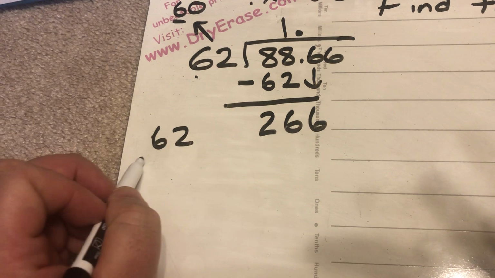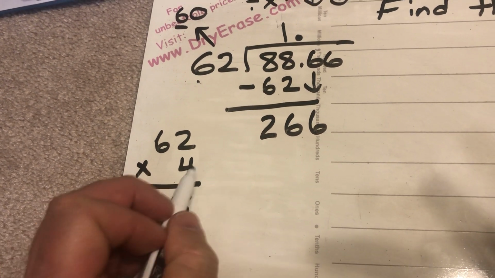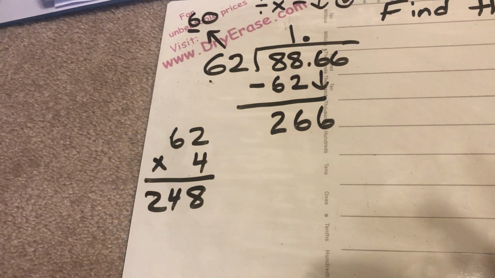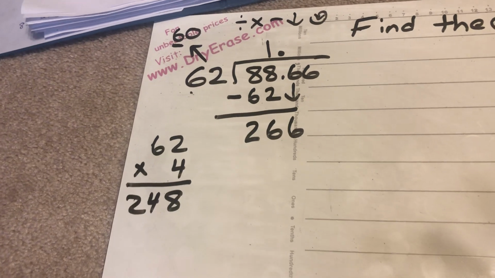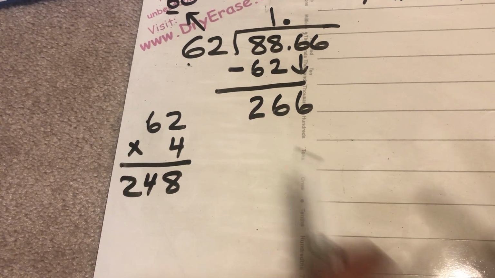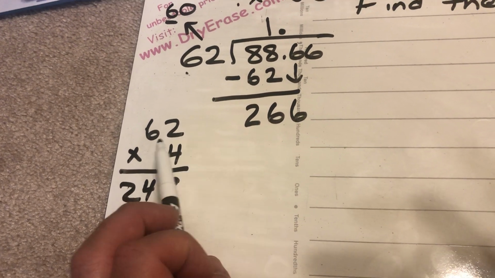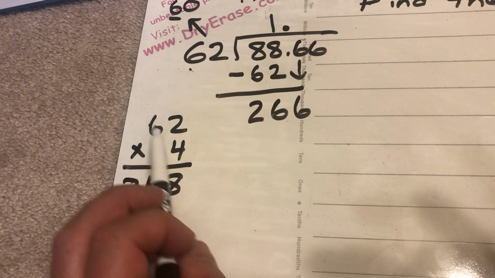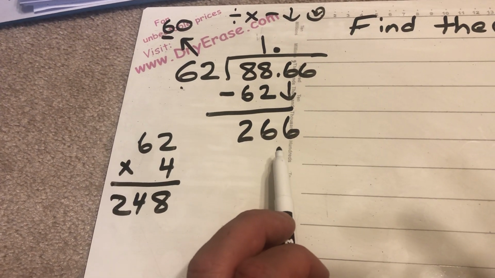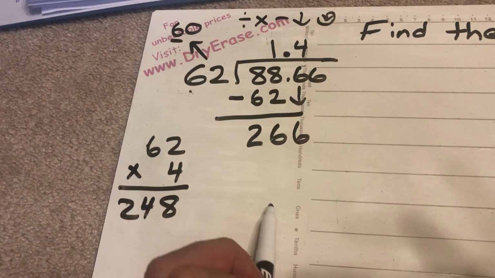So the first thing I'm going to try is 62 times 4. Well, 4 times 2 is 8. 4 times 6 is 24. I get 248. Well, I think that's pretty close because 248 is not that far from 266. And if I add another 62, I'm sensing that since 6 times 5 is 30, even 60 times 5 is 300, that it's going to be too high. So I'm going to go ahead and just proceed with 4 and 248.